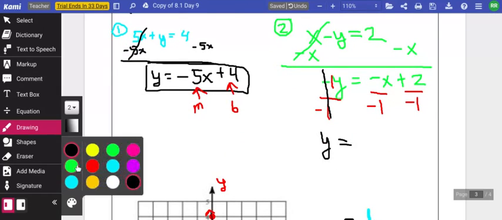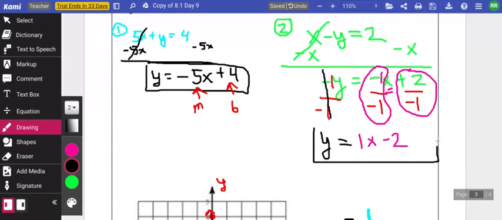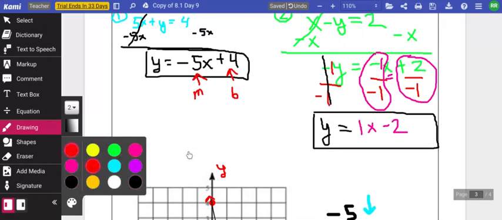And so y equals what? Well, what is this right here? This right here is a negative 1 over negative 1. And what's negative 1 over negative 1? Positive 1, right? So I have positive 1x. Don't forget your x. So this is 1x. Okay, and then right here I have 2 over negative 1. 2 divided by negative 1, that is negative 2. Okay, so this is now in slope-intercept form because I have y equals with your x term first and then your constant. So let's identify m and b.